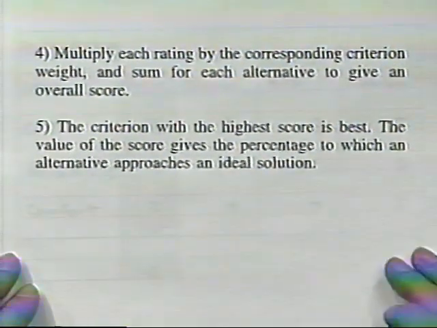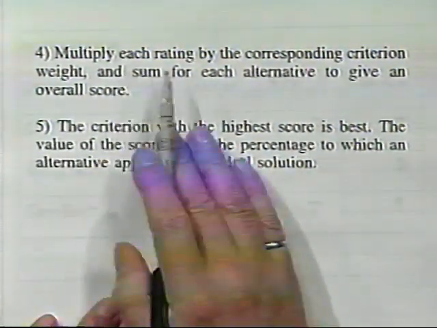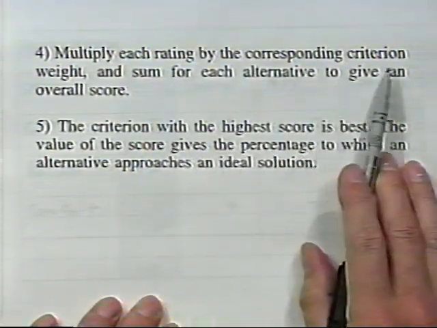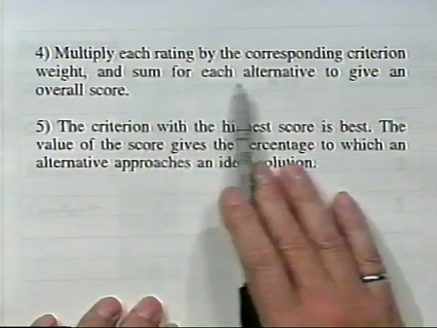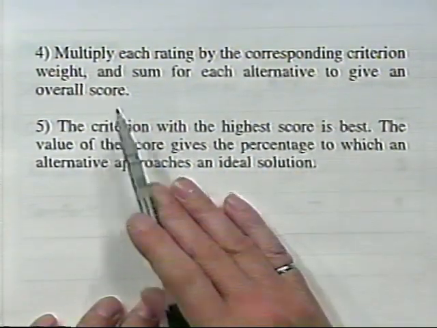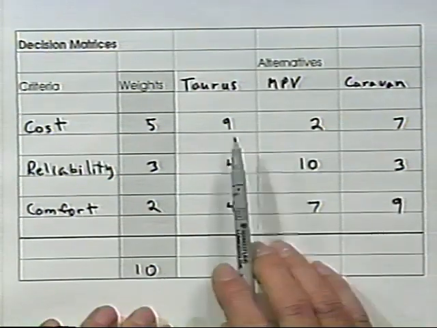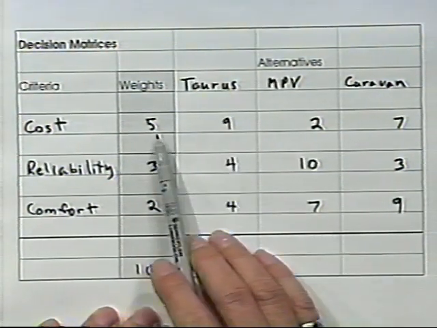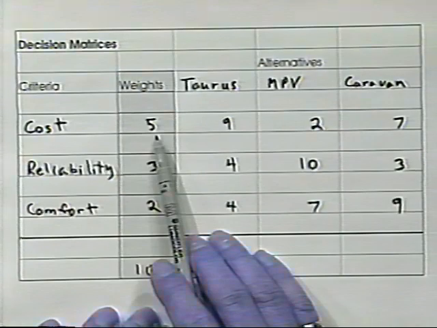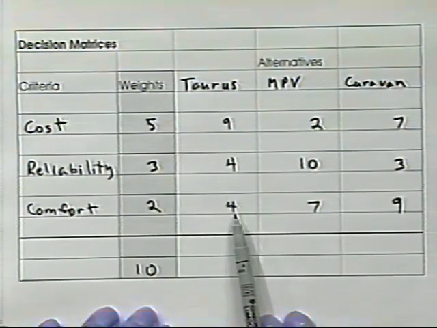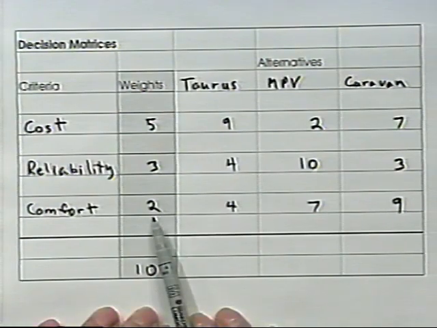Step 4. Multiply each rating, that's the numbers in the matrix, by the corresponding criterion weight, and sum for each alternative to give an overall score. So what I do here is I take the rating here of 9, I multiply by the weight of 5, and add it to the rating of 4 multiplied by the weight of 3, and the rating of 4 multiplied by the weight of 2.